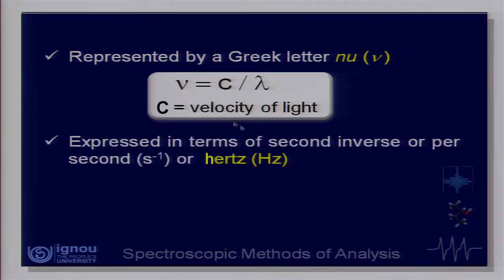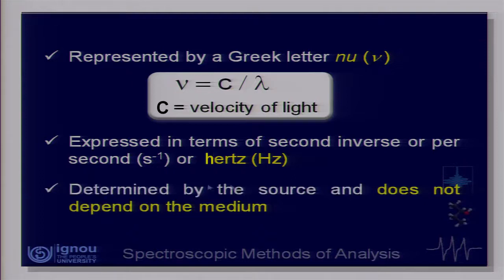Now, the unit for frequency happens to be hertz. If you see here, c is the velocity of light in meters per second, and the unit for lambda, the wavelength, is meter. So meters cancel, and we are left with second inverse. That is the unit, but it has been given a special symbol called Hz, named hertz to honor Hertz, the scientist. Okay. Now, the frequency of a given radiation is determined by the source, and it does not depend on the medium.